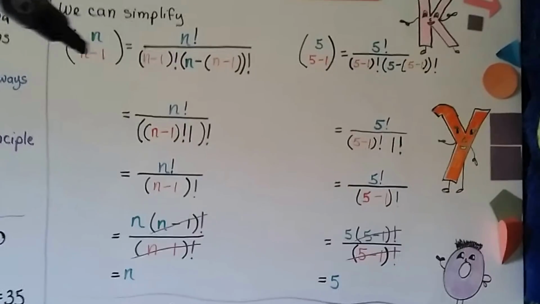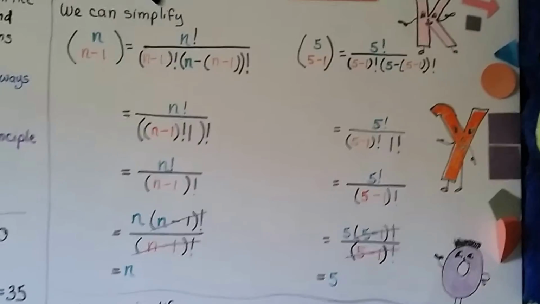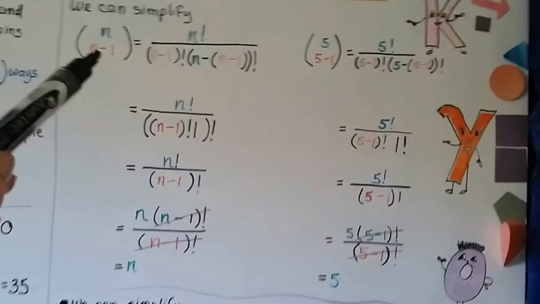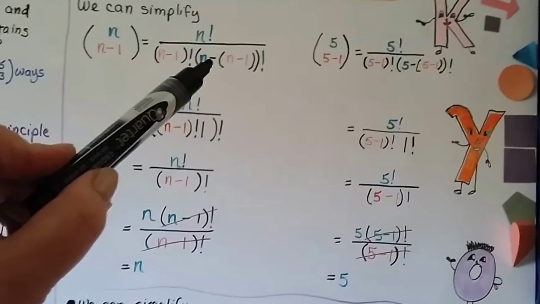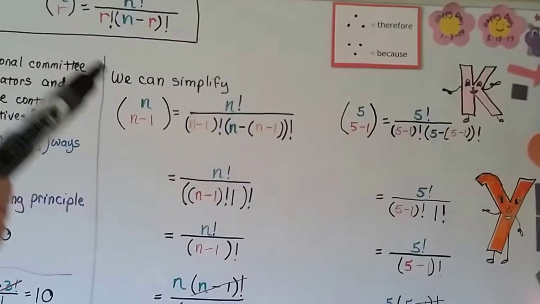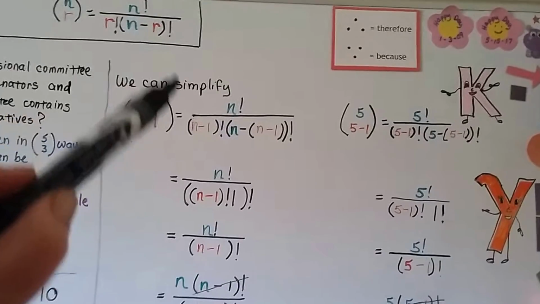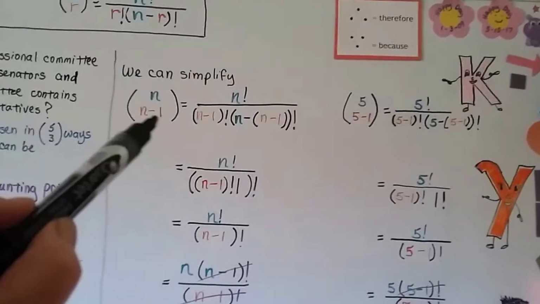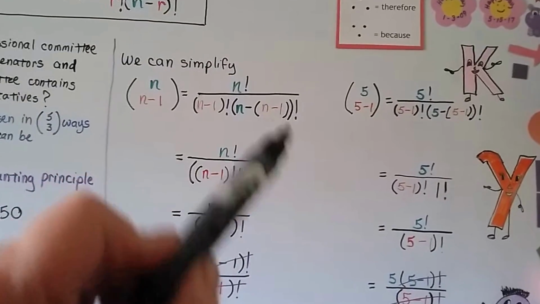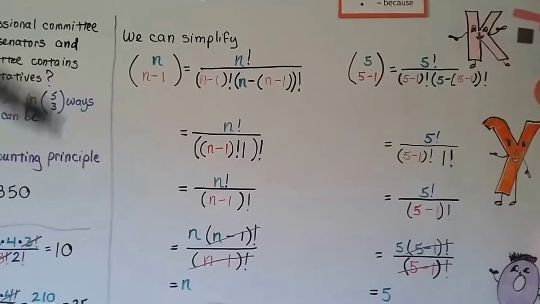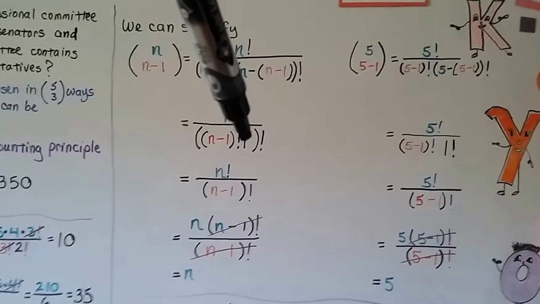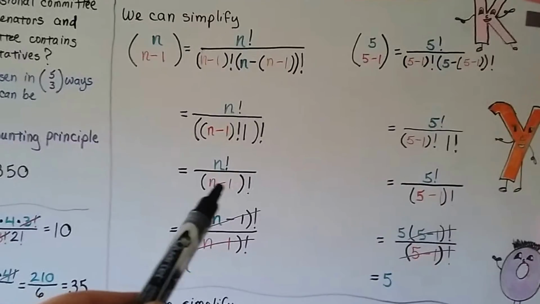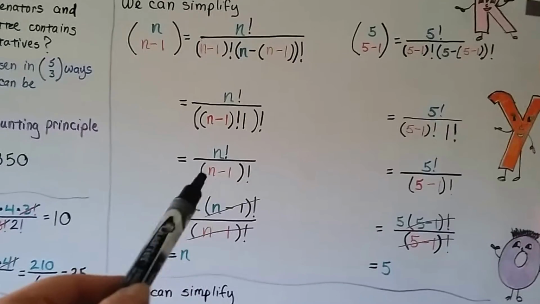So if we have n choose n minus 1, we've got n factorial divided by n minus 1 factorial, because that's our r, isn't it? Times n minus 1, because we need n minus r. And the n is here, and the r is n minus 1, so we've got n minus 1. Does that make sense? N minus 1 is going to give us a 1. That means we have n minus 1 factorial times 1 factorial. That means we just have n minus 1 factorial down here.